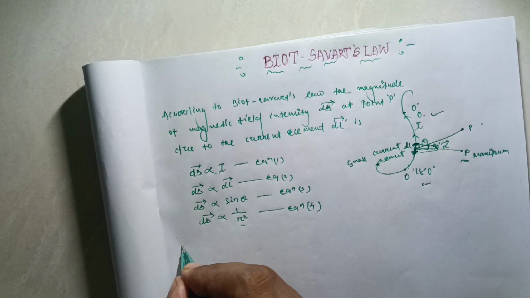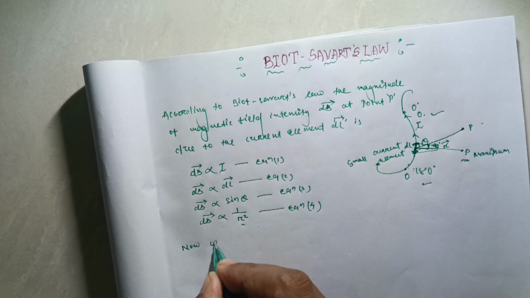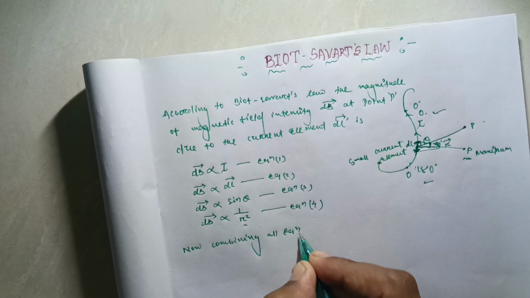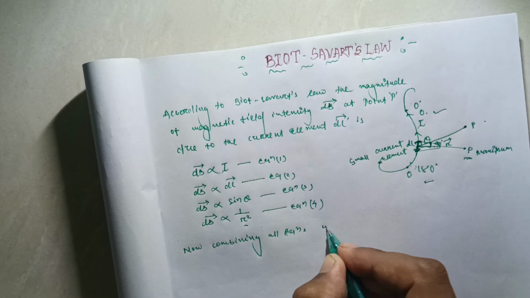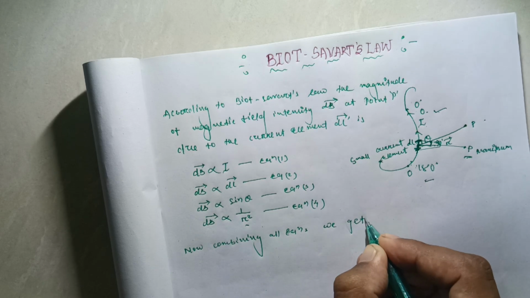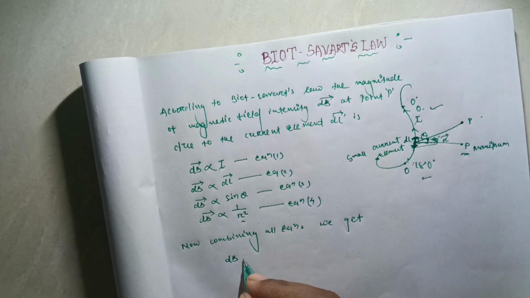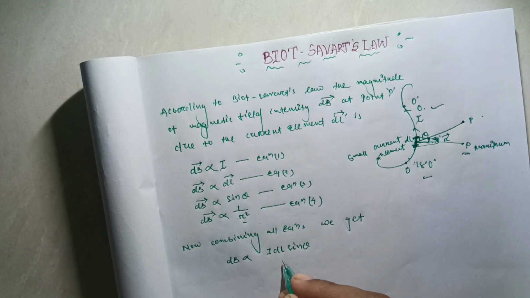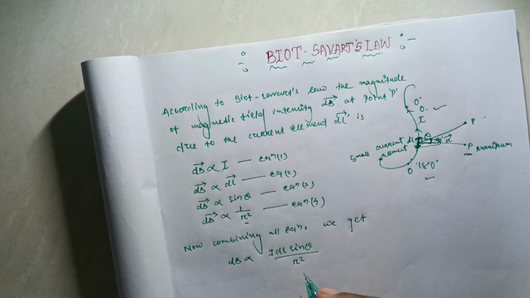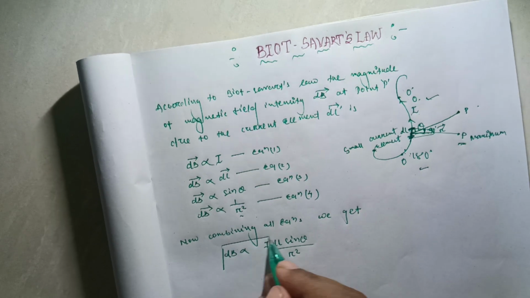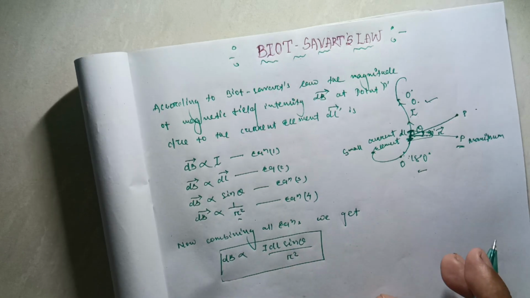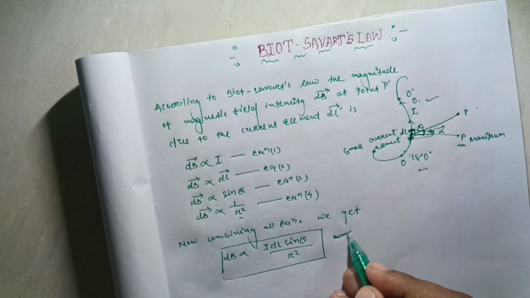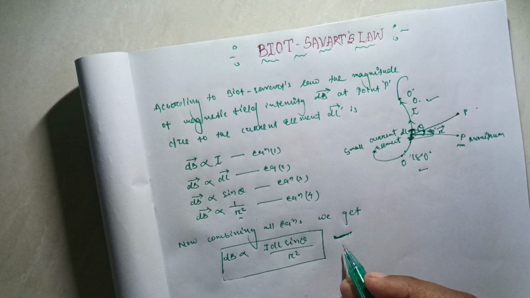Now combining all equations, we get dB proportional to I dl sine theta by r square. Yes or no? Right? So this is the output of the combination of all the equations, right?